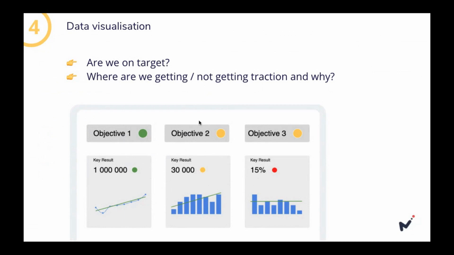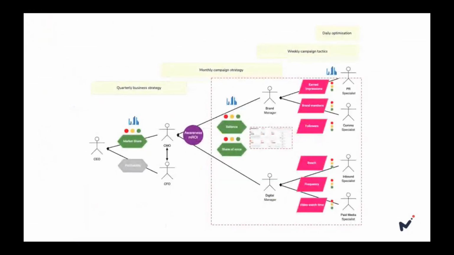So I wanted to put a visual of this wireframe here, because you can start seeing the clarity that it gives you when wanting to make decisions. So are we on target? And then where are we getting or not getting traction, and why? So we'll have red, amber, green followed with a trend line. So is there growth? Is it not going up? What's that number really doing? It kind of gives us insight into traction. So we can ask the question, why?